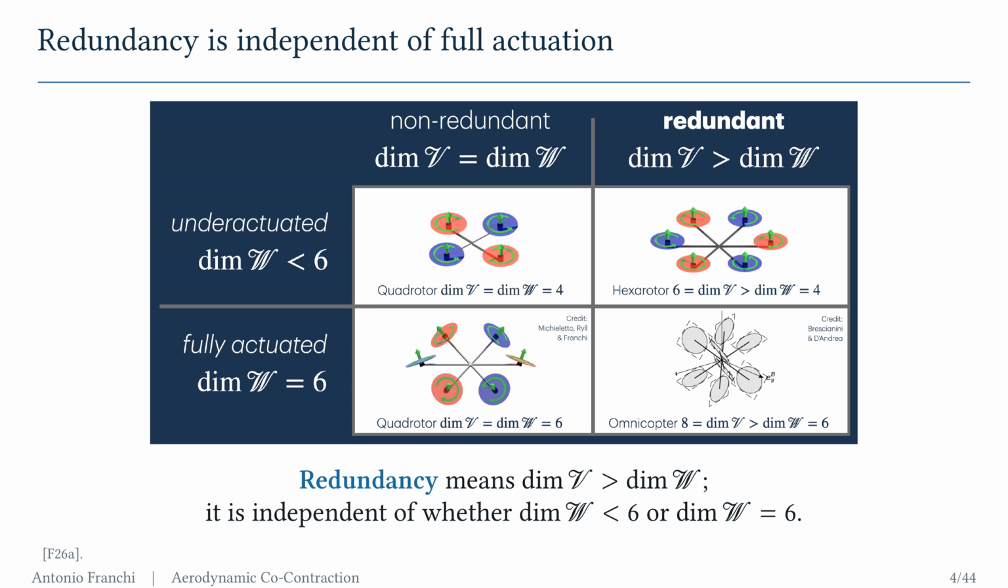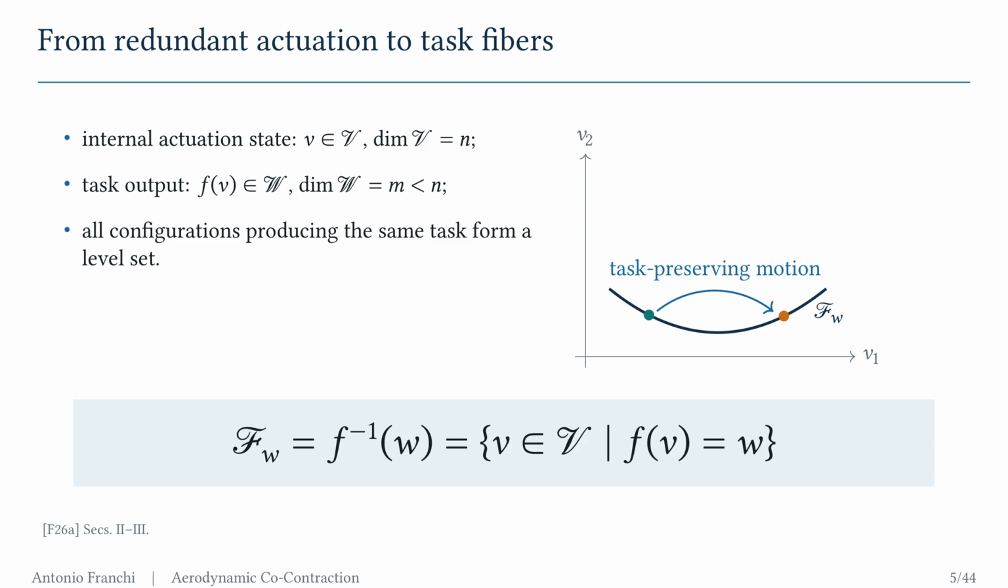Redundancy instead compares the number of independent actuator variables with the dimension of the selected task. Thus, more than 4 independently commanded propellers can make a vehicle redundant relative to that 4-dimensional task, while the vehicle remains underactuated relative to the full 6-dimensional wrench. This distinction leads naturally to task fibers.